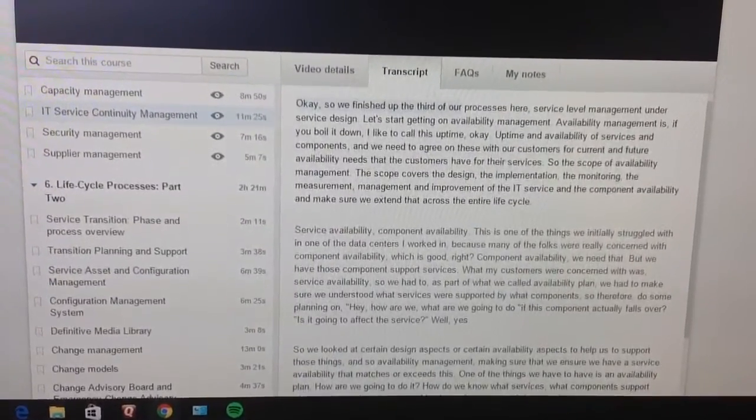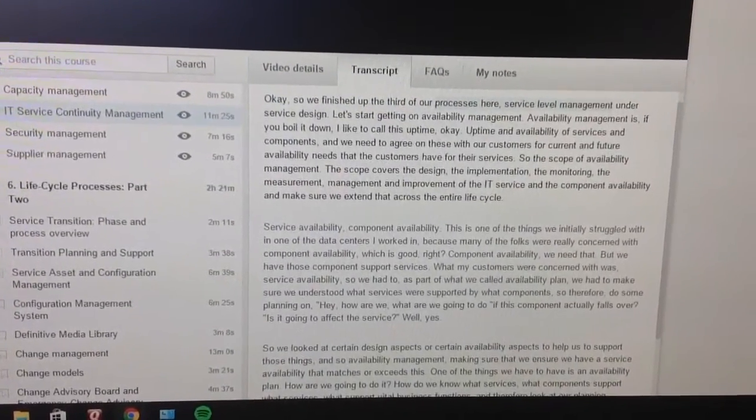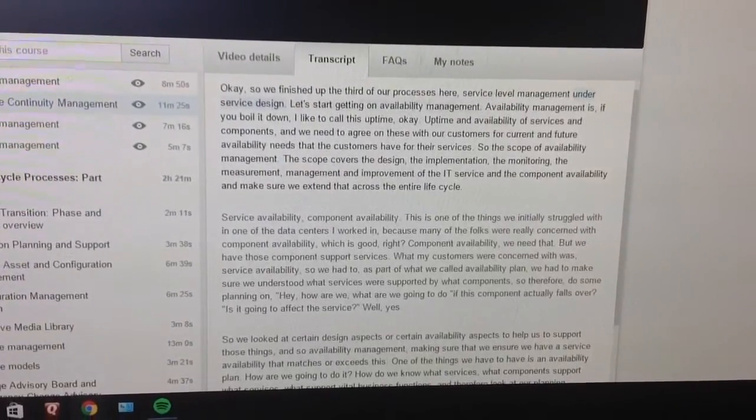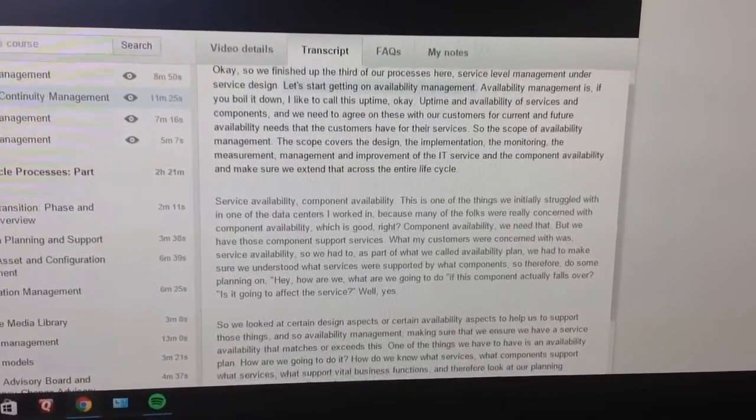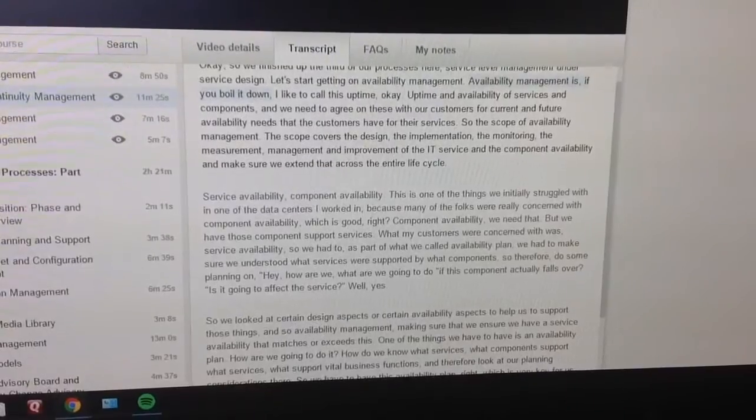Okay, IT service continuity management. The next process we'll talk about in the service design phase. So, continuity management. I always think of continuity management.